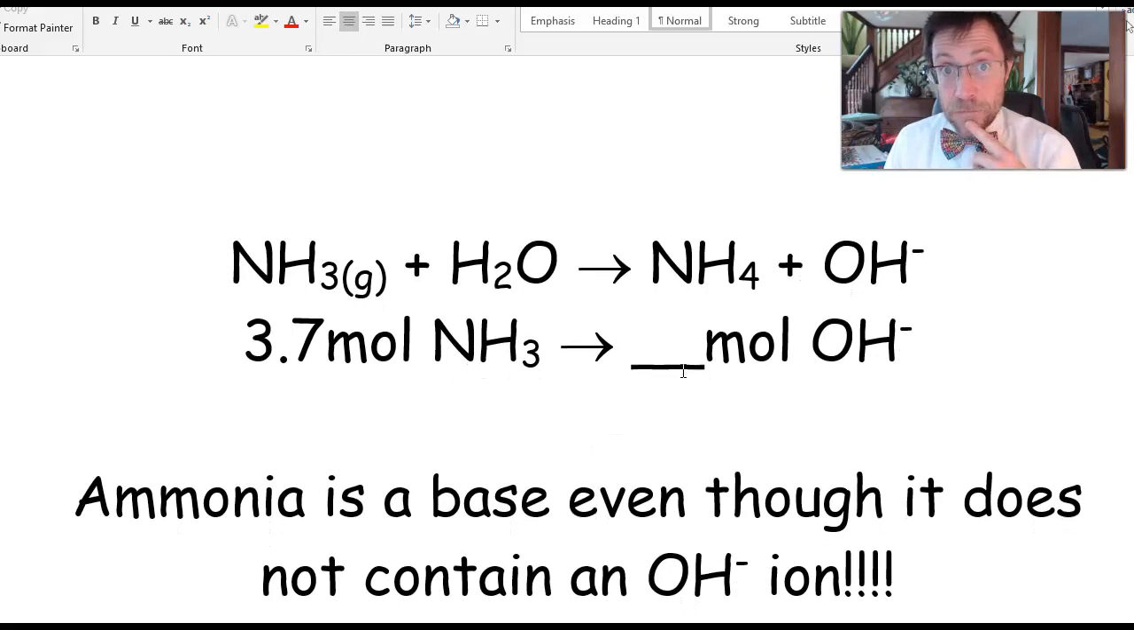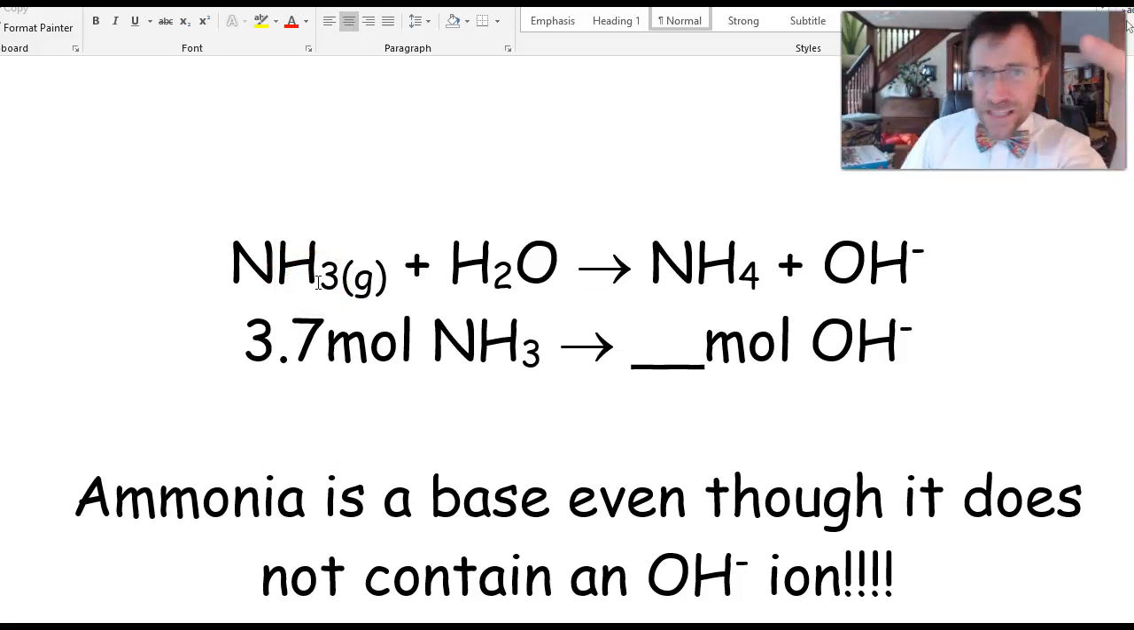Well, look at that. This is ammonia right here, like the active ingredient in most of your household cleaners. It's NH3. Do you see any hydroxide in that? I don't see any hydroxide in that. Not even a little bit. But look, we're calling it a base, which doesn't make sense. But look, this is why.